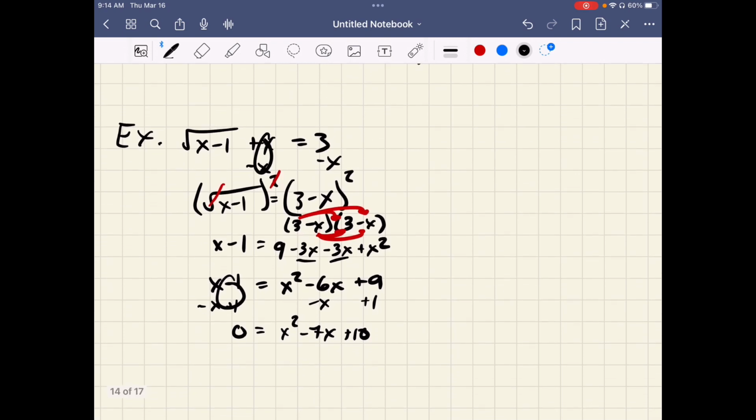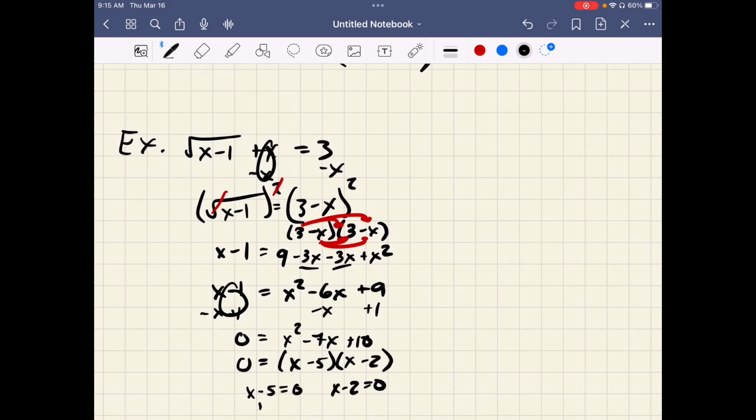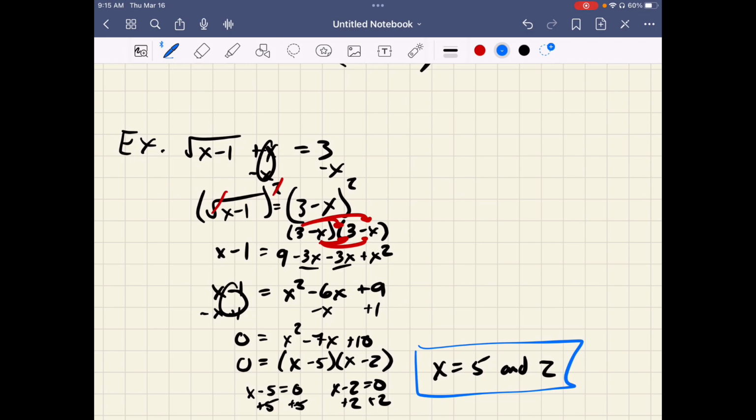And from here, we can now factor that into two binomials of x minus 5, x minus 2, and set each binomial or each factor equal to 0 and solve. So I'm going to go plus 5, plus 5. So I've got my first possibility of x equals 5. And then I'm going to go plus 2, and I have my second possibility at x equals 2. So now what we have here is x equals 5 and 2.